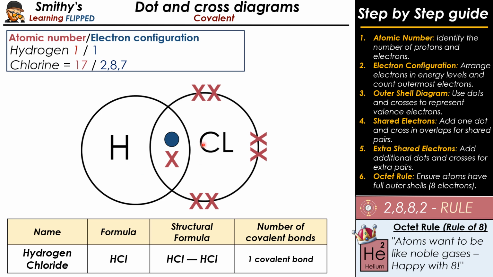Now it's worth remembering here that hydrogen will always make this dot and cross formation. It can't do more because it's only got 1 electron. So wherever you see hydrogen, it will be making this covalent bond drawing here. Okay, so if we look at the chlorine, 1, 2, 3, 4, 5, 6, 7, 8 is fulfilling the octet rule of 8. So it's happy with its 8 electrons.